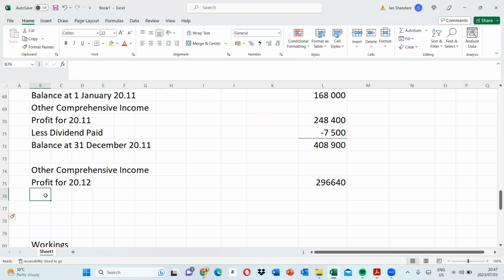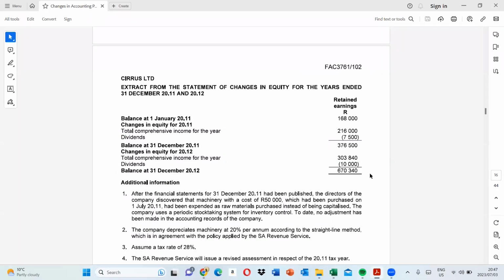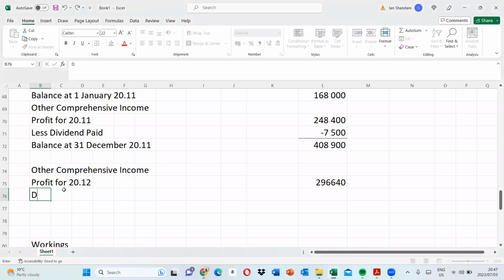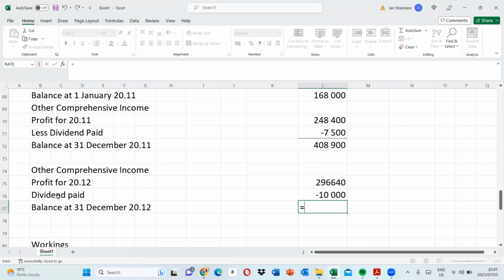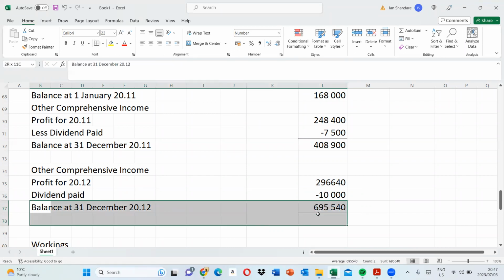Right. And then from there, is there any dividend for 2012? You see there's a dividend. All right. Dividends, 10,000. So that's our dividend. And then we have balance at 31 December 2012. So that is our closing balance. So the closing balance will look like this. So that is basically how the prior period error affects our financials.